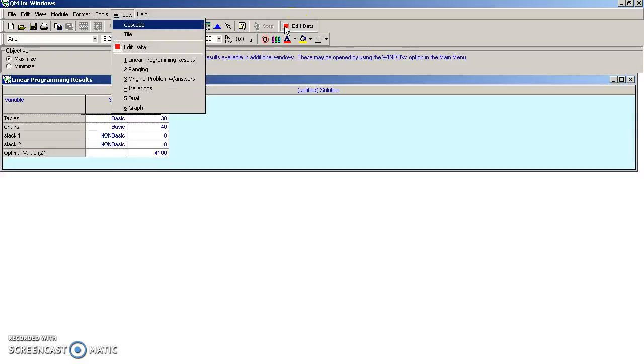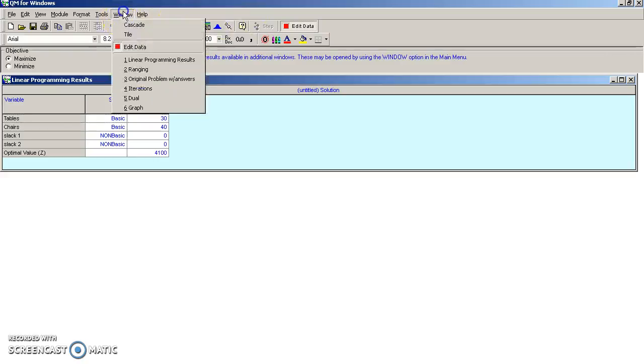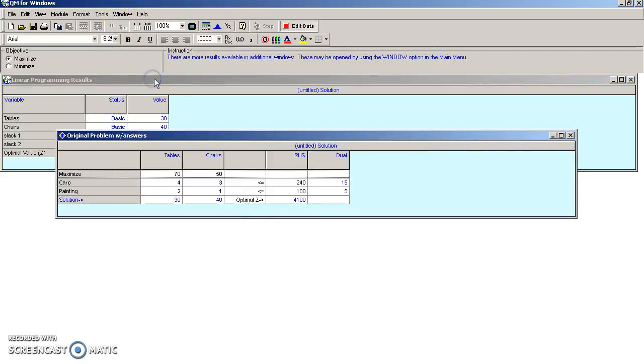I click on solve, and let's go down to the linear programming results. The original problem with answers is the best way to do that. And you can see with my products, my constraints, I should make 30 tables and 40 chairs for a total profit of $4,100. That really is the answer to this bivariate problem.